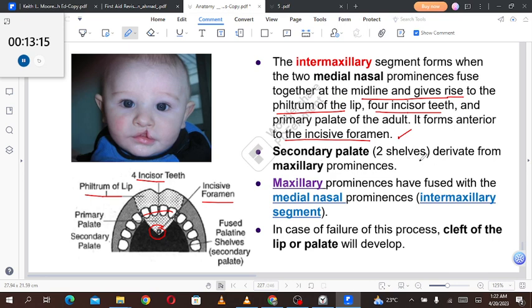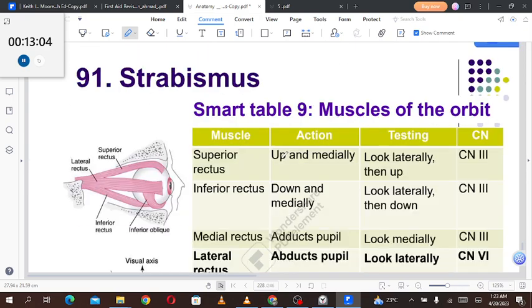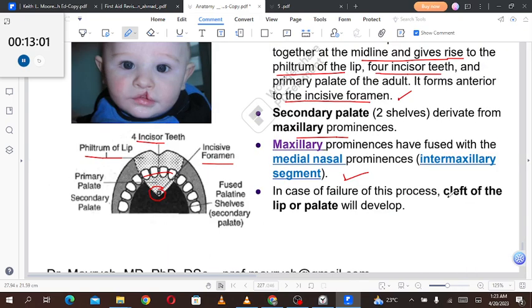Secondary palate: two shelves derived from the maxillary prominences. The maxillary prominences are fused with the medial nasal prominences, the intermaxillary segment. You are highly recommended to see an animation of this formation. The maxillary prominences are present here and here, and they fuse toward each other in this direction. In case of failure of this process, a cleft of the lip or palate will develop, as you can see in this picture of a patient with cleft lip or cleft palate.